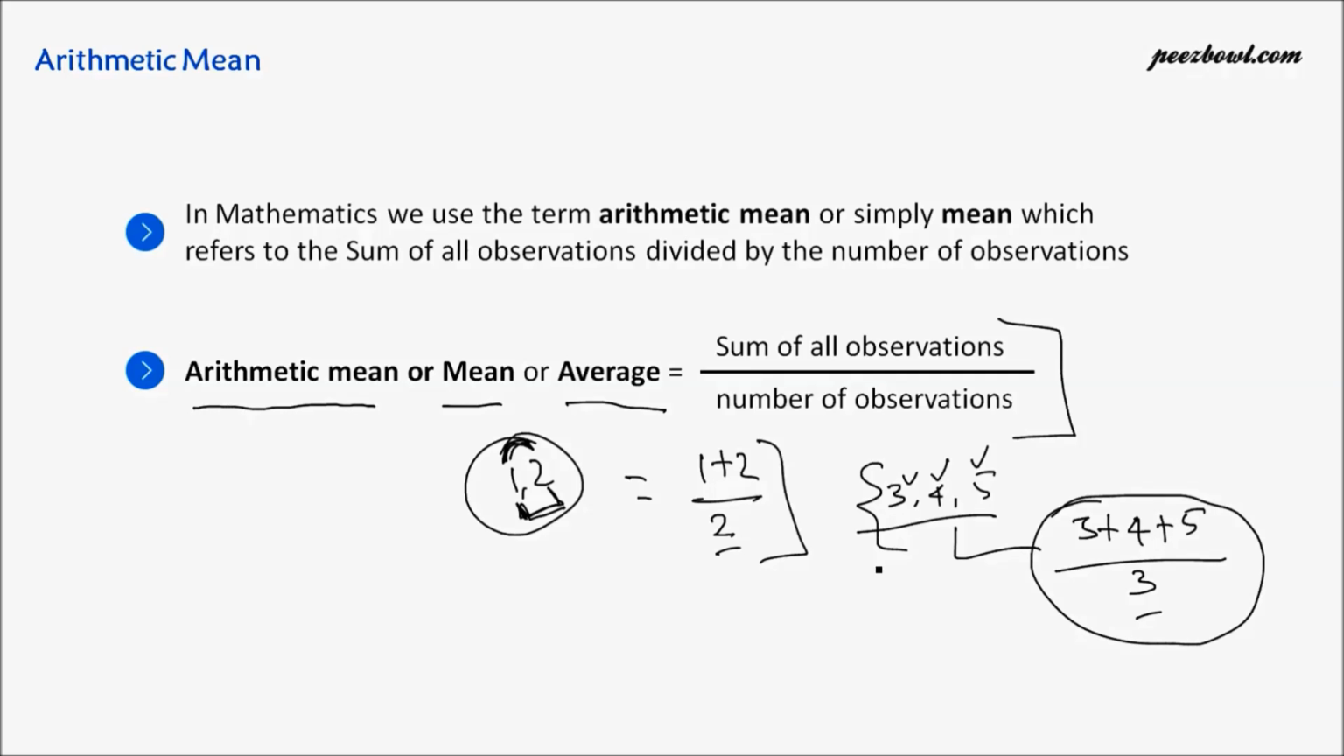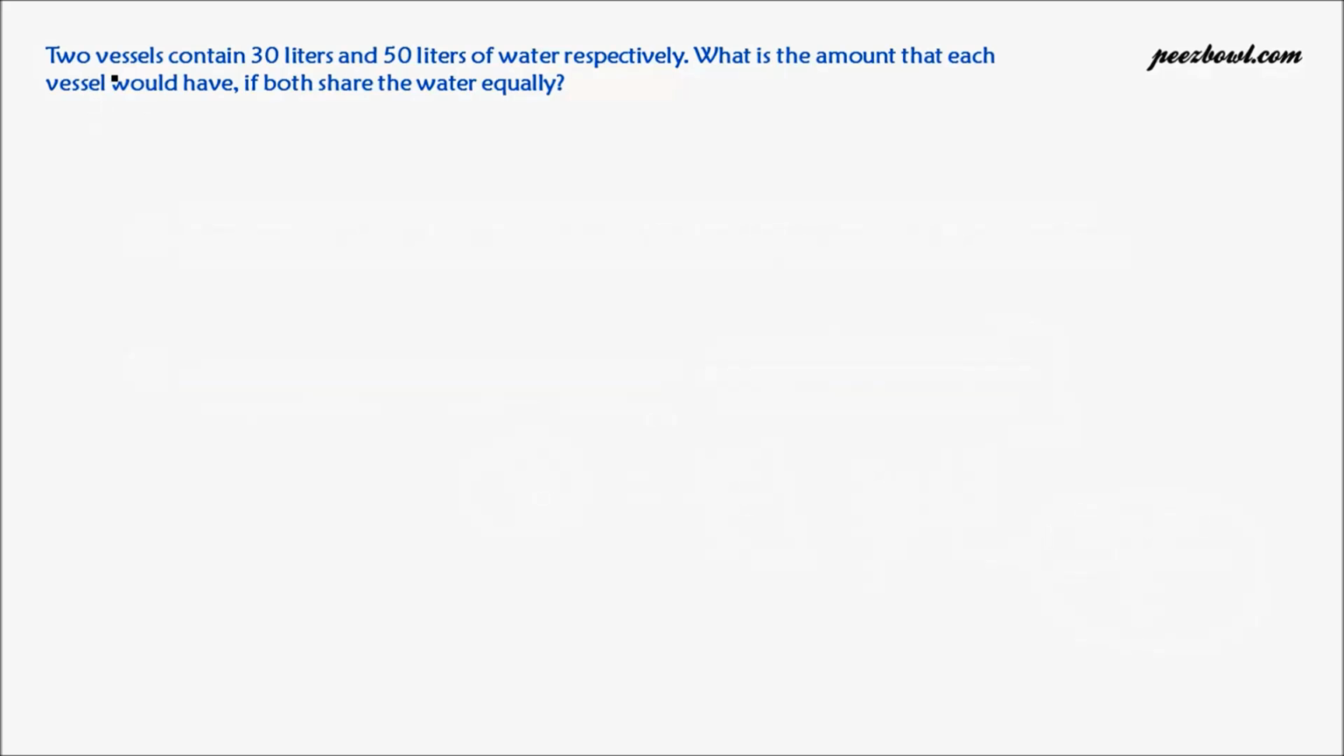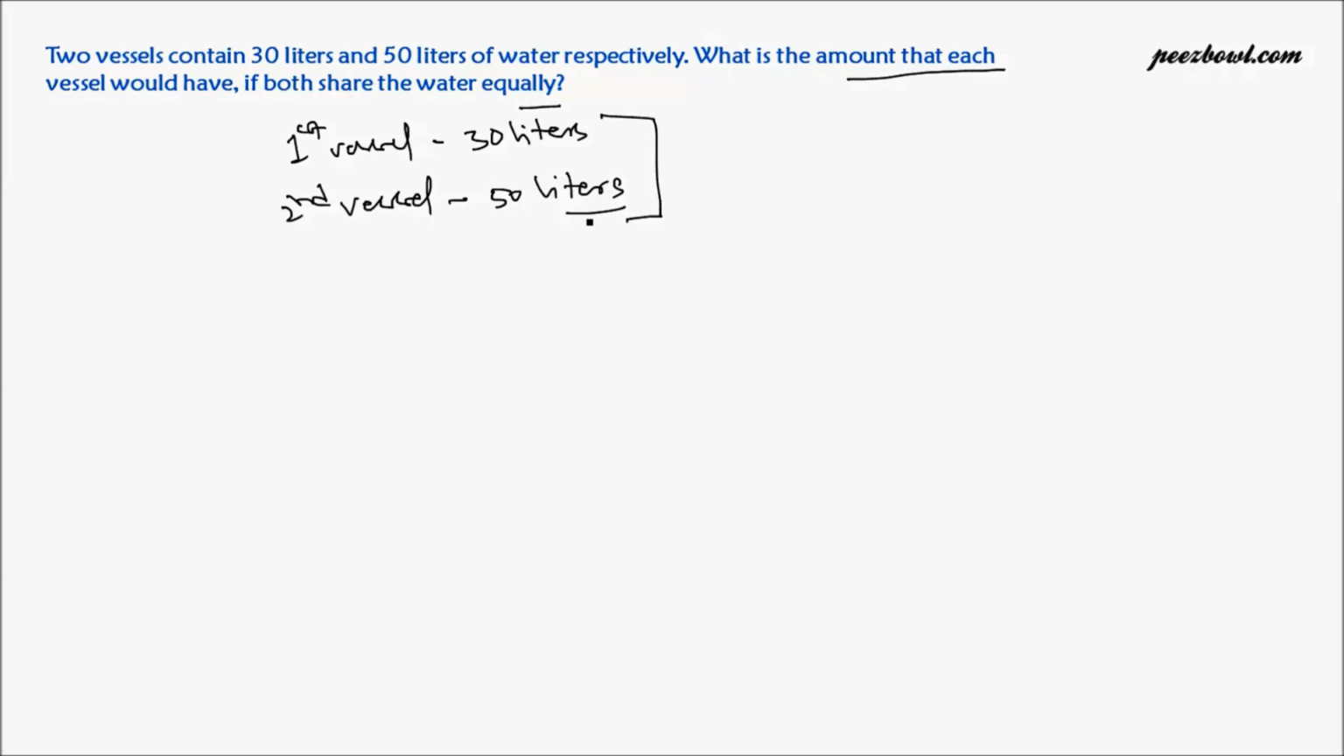Let us explore a few examples to understand this better. There are two vessels containing 30 liters and 50 liters of water. What is the amount that each vessel would have if both share the water equally? Let us write it down. In the first vessel, we have 30 liters of water. In the second vessel, we have 50 liters of water. So we need to find out the amount of water that each vessel would have if both share the water equally. So we need to find out the average of 30 liters and 50 liters.